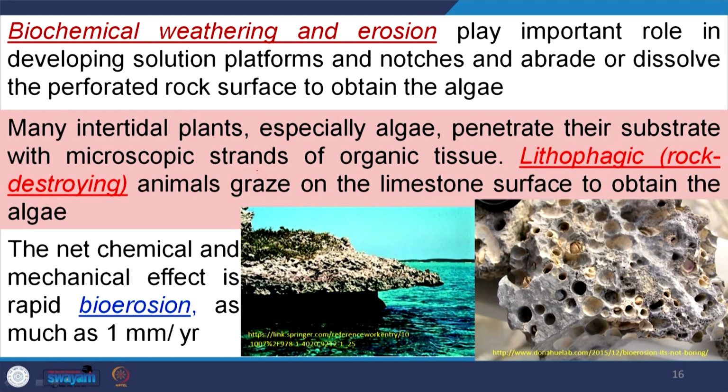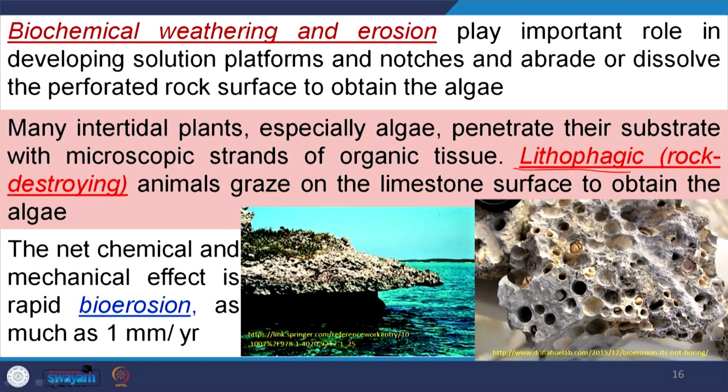Organisms abrade or dissolve the perforated rock surface to obtain the algae. Many intertidal plants, especially algae, penetrate their substrate with microscopic strands of organic tissue. Lithophagic animals, that is, rock-destroying animals, graze on the limestone surface to obtain this algae. So now we have algal erosion or algal mat, the development of mounds, and some of these animals graze for their food, and finally there will be physical weathering.